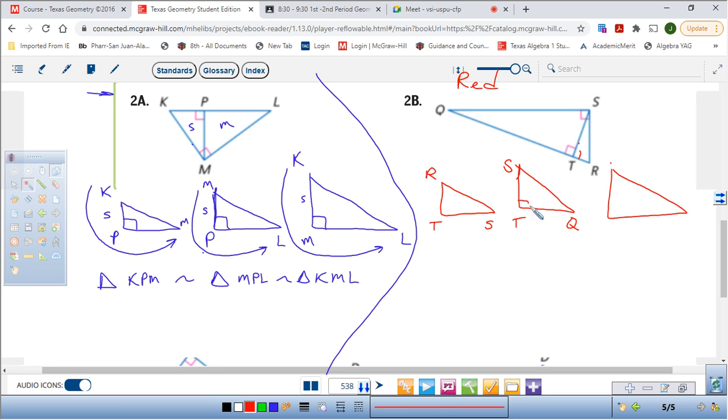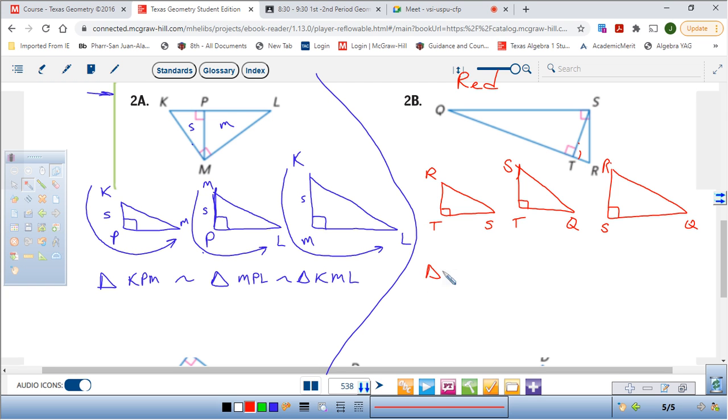Oh, I forgot to mark the right angles here. Big triangle. I'm going out to the big one. The right angle would be S over here. The shorter side would be SR, and then the longer side would be SQ.